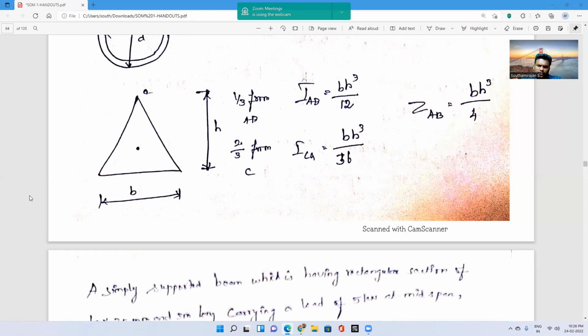So the moment of inertia value will be bh³/12, or else from the apex it is bh³/36. The moment of inertia value for the members has been calculated. Next we will go through the sectional modulus value. Sectional modulus value will be bh²/4. So these are the standard formulas for the moment of inertia as well as sectional modulus for different cross sections.